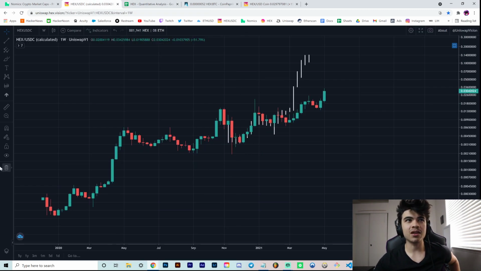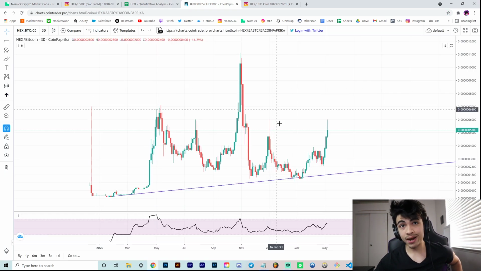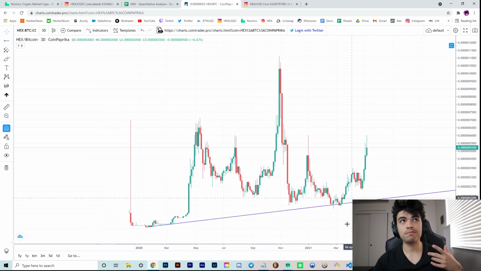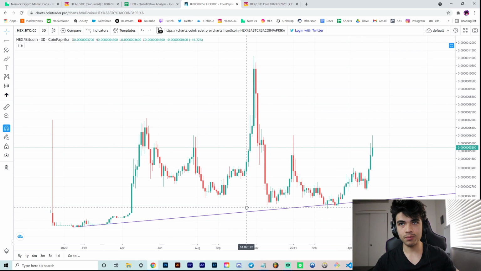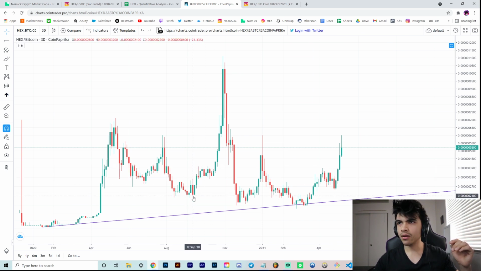Okay, so that's kind of the update I wanted to give you on the fractal on the HEX USDC pair, but also I wanted to talk about this formation here on the HEX BTC pair, which we discussed this chart a little bit in prior videos, as well as a live stream with Look Into Crypto. And it's pretty much this idea here that we had this bull flag. You could call this a bull flag.